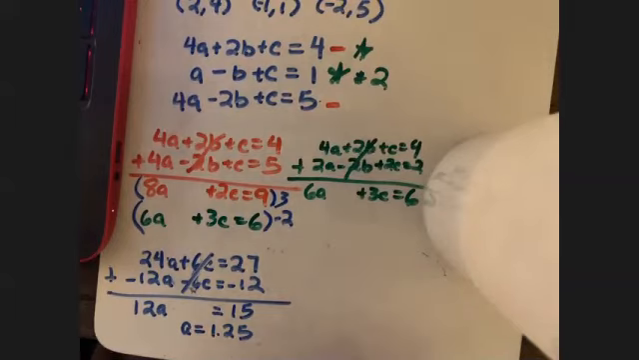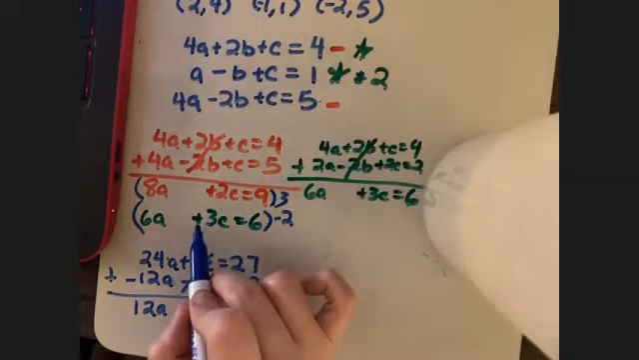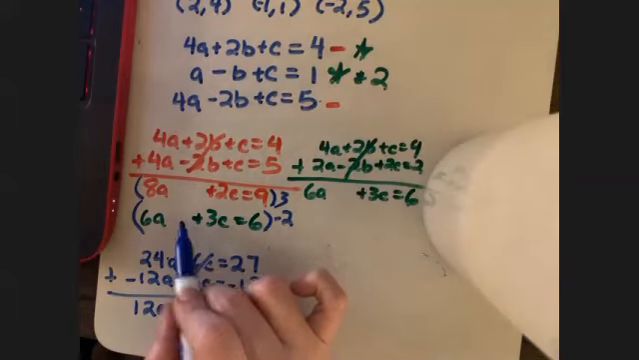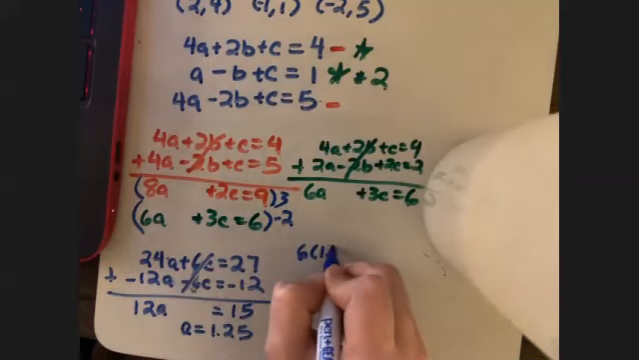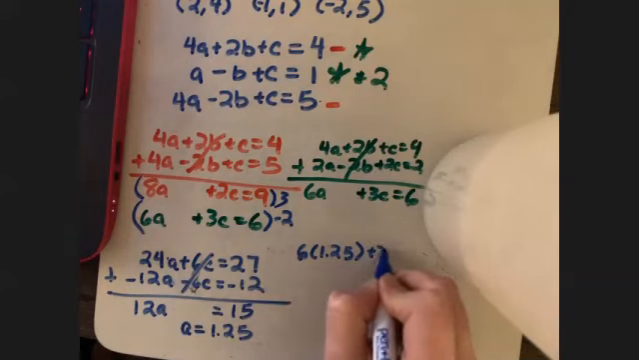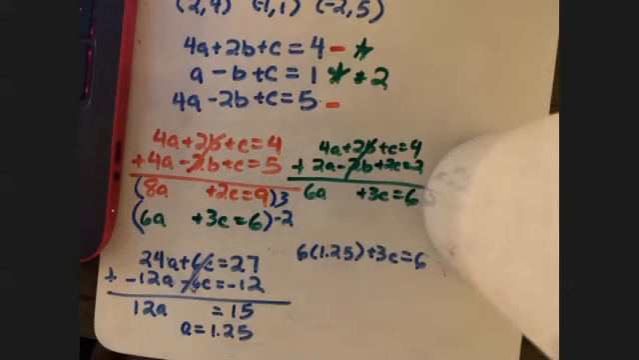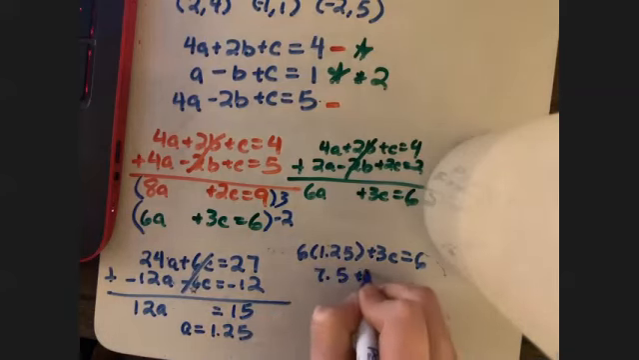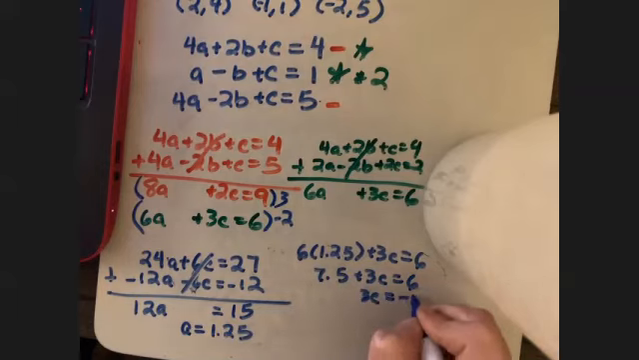I'm going to bring that back into one of these equations. So I'm going to bring it back into my green one right here. So I have 6 times 1.25 plus 3C equals 6. So I get 7.5 plus 3C equals 6. 3C equals -1.5. C equals -0.5.